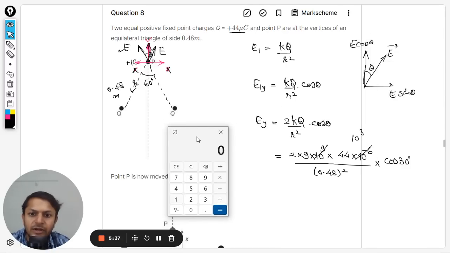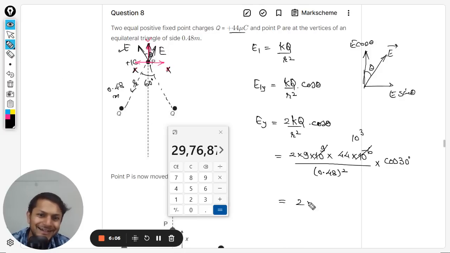Okay. So it will be 18 multiplied by 44 multiplied by 1000. Cos 30 is root 3 by 2, so multiply by 1.732 divided by 2 divided by 0.48 divided by 0.48. Yeah, so as per my calculation, oh my god, I'm getting a very big number, 2976875.